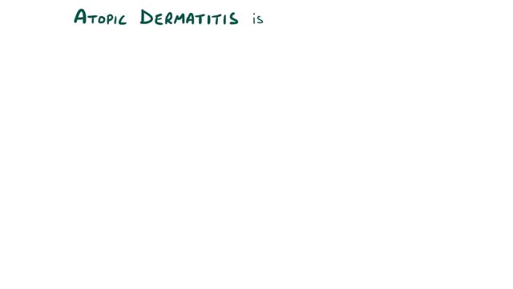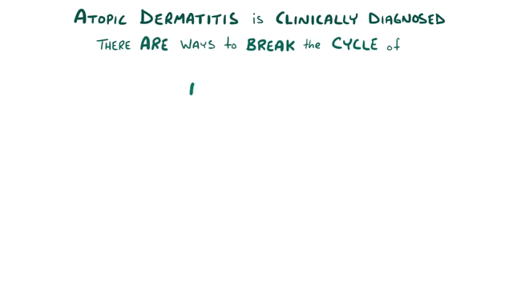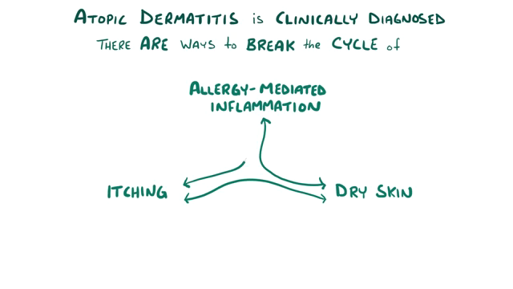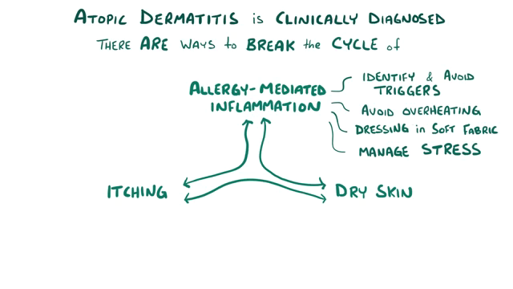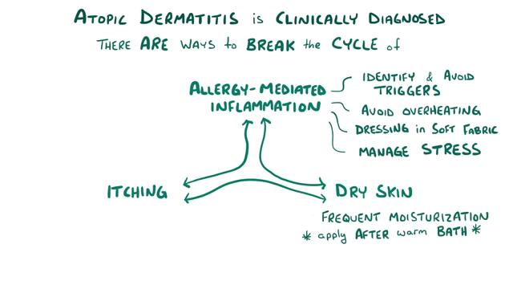Atopic dermatitis is generally a clinical diagnosis, and there are ways to help break the cycle of allergy-mediated inflammation, dry skin, and itching. With regard to allergy-mediated inflammation, it's important to identify and avoid any triggers, as well as avoiding overheating, dressing in soft fabrics, and managing stress well, which is, of course, a good life habit anyways. Dry skin can be managed with frequent moisturization, which is usually best to apply after a lukewarm bath.